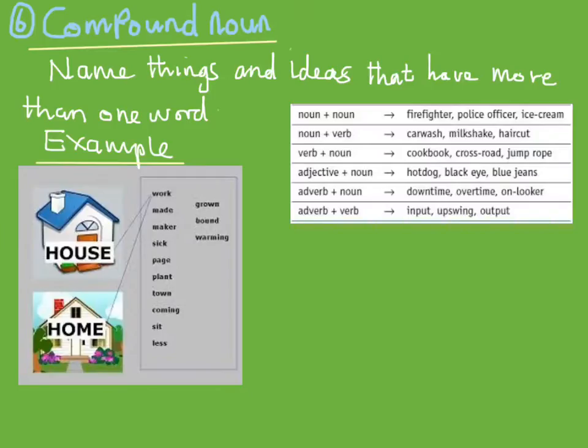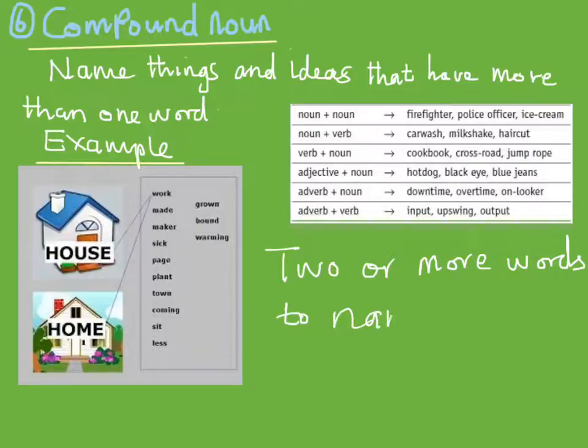And so if we are talking about compound nouns, we say that they use two or more words to name something. It is therefore described as a compound noun.